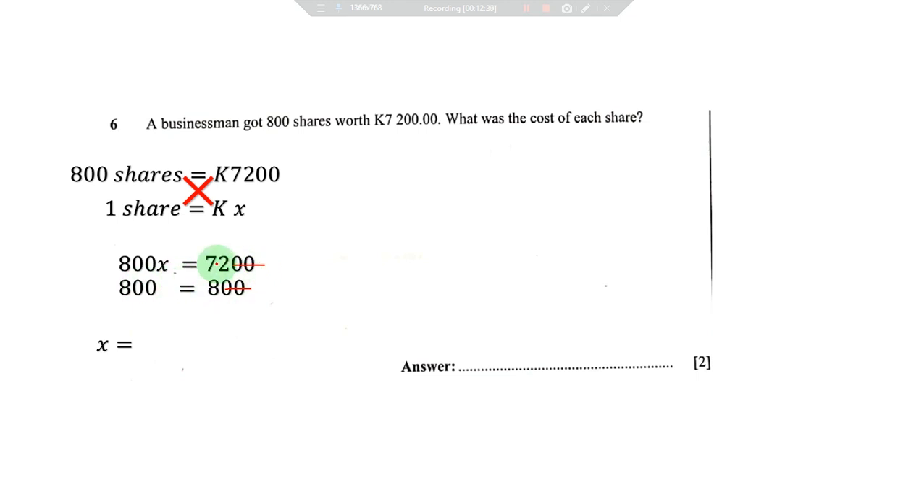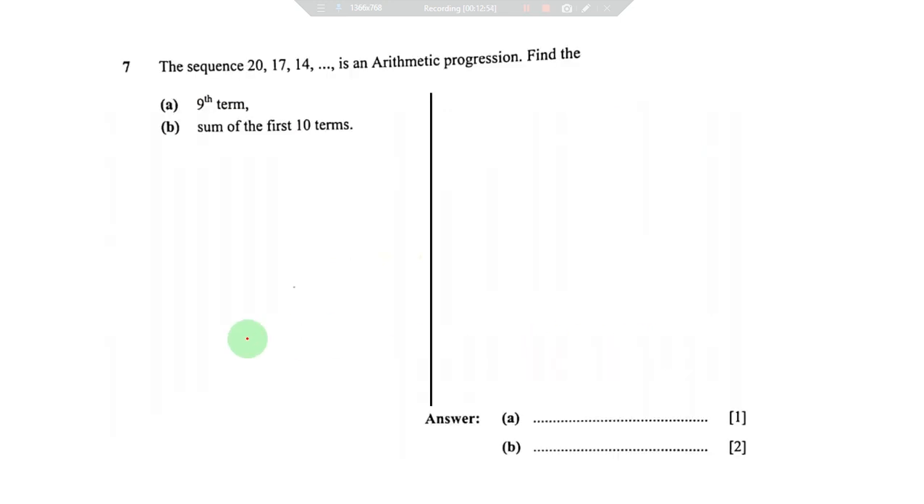8 goes into 72 how many times? Okay, 8 into 40, that is 5 times. Okay, so it goes there 9 times. Okay, meaning each share was costing 9 kwacha 00 ngwe. So 9 kwacha 0.00 ngwe per share. Okay, we've answered that. We go to question 7.